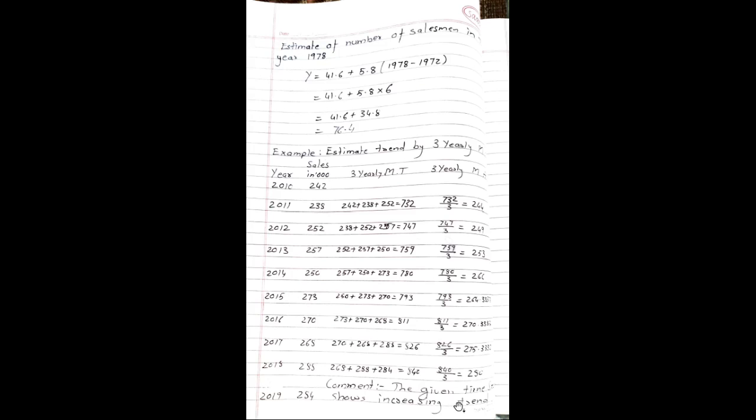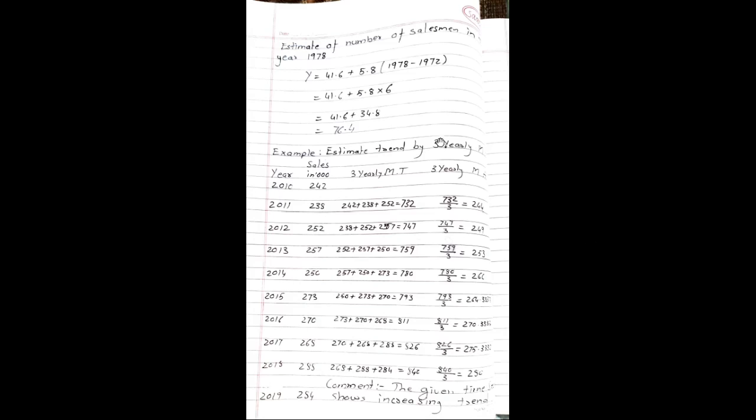Second estimation can be calculated as estimate of number of salesmen in the year 1978. Y is equal to 41.6 plus 5.8 into bracket 1978 minus 1972. The difference is 6, which is equal to 41.6 plus 5.8 into 6, which is equal to 41.6 plus 34.8. If we add these two numbers, the value is 76.4.